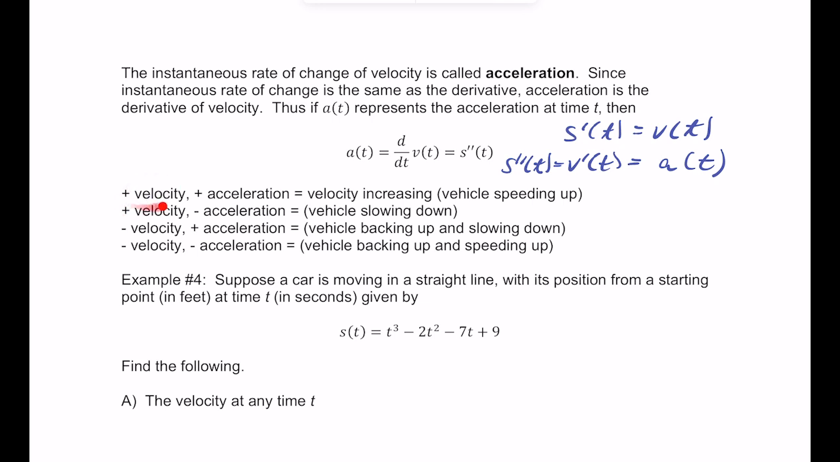Okay, a positive velocity and a positive acceleration means the velocity is increasing. So the vehicle would be speeding up. If you have positive velocity and negative acceleration, it just means the vehicle is slowing down. Negative velocity and a positive acceleration means the vehicle is backing up while it's slowing down. And a negative velocity and a negative acceleration means the vehicle is backing up and speeding up.